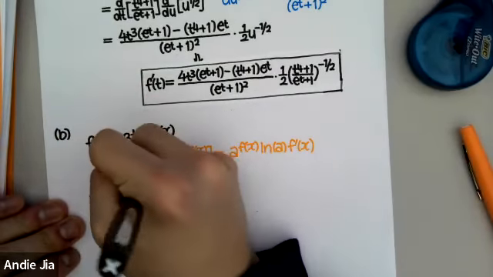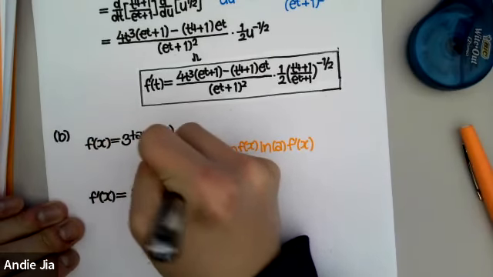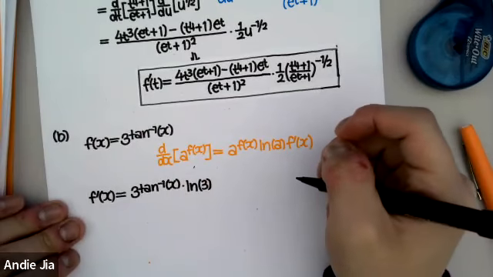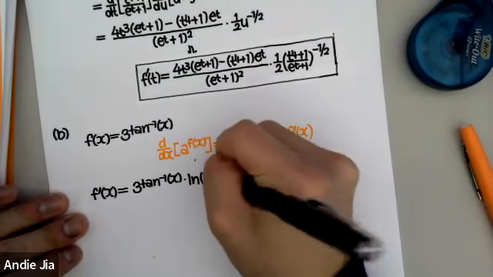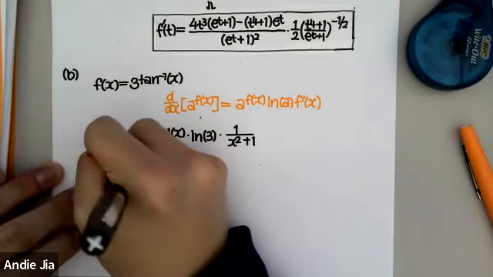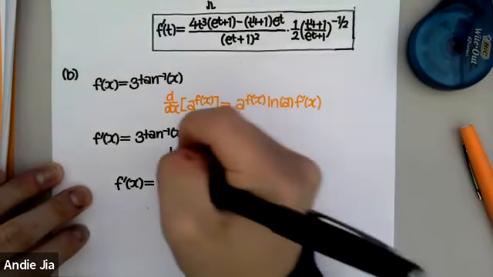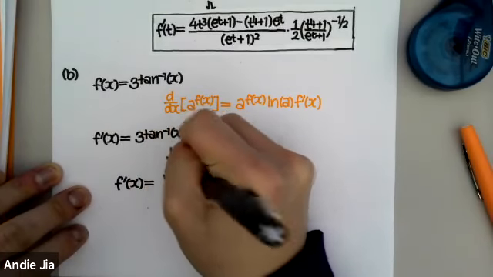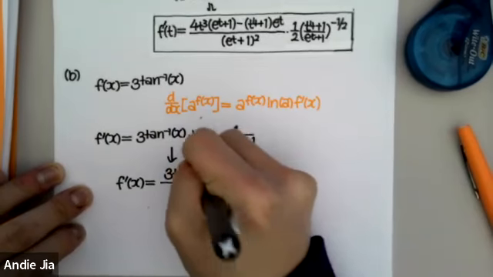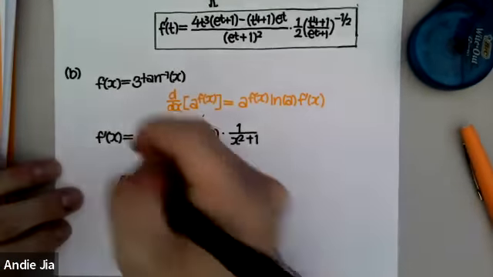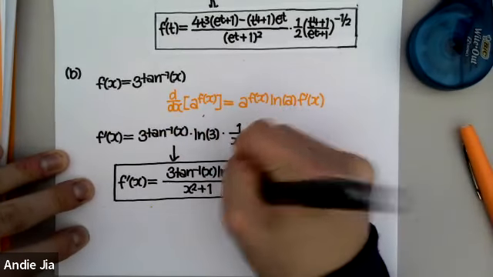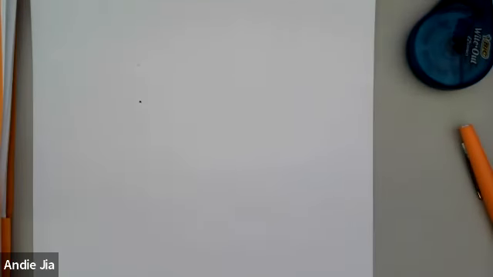It's going to be 3 to the inverse tangent of x times natural log of 3, times the derivative of inverse tangent, which is 1 over x squared plus 1. So we can write the whole expression as 3 to the inverse tangent of x times the natural log of 3 over x squared plus 1, and that is your answer. Let's move on.